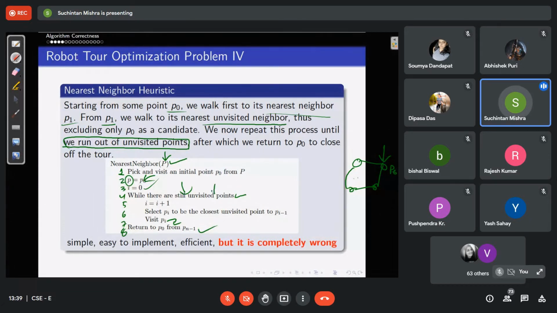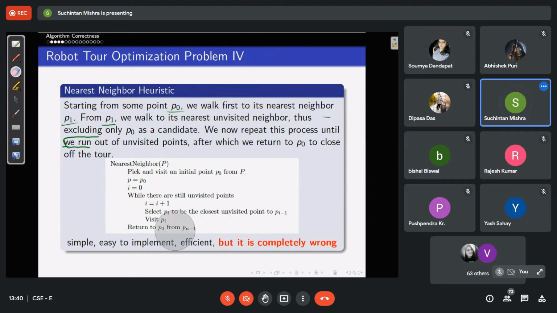So now, when there is an unvisited point, increment the value of I: I is equal to I plus 1. Select Pi to be the closest unvisited point to Pi minus 1. Now visit Pi.